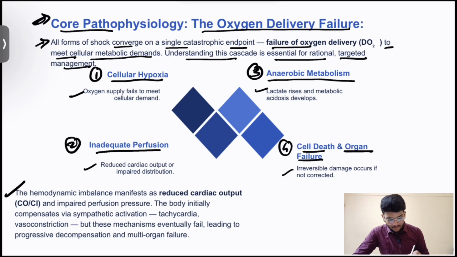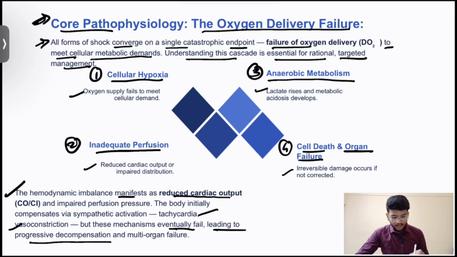The hemodynamic imbalance manifests as reduced cardiac output and impaired perfusion pressure. The body initially compensates via sympathetic activation, that is, tachycardia and vasoconstriction, but these mechanisms eventually fail, leading to progressive decompensation and multi-organ failure.